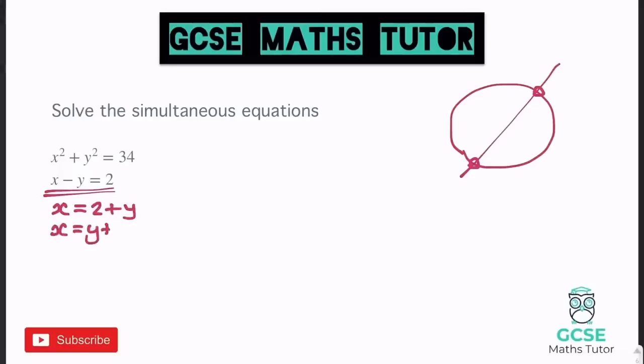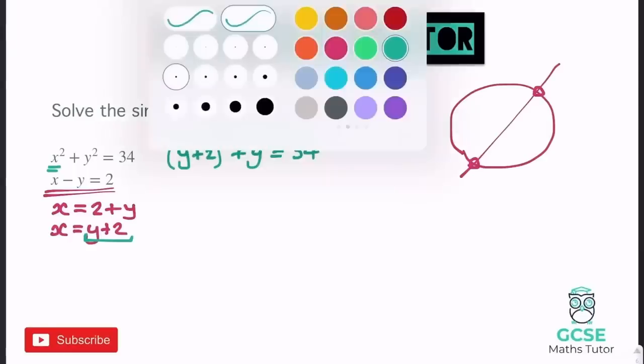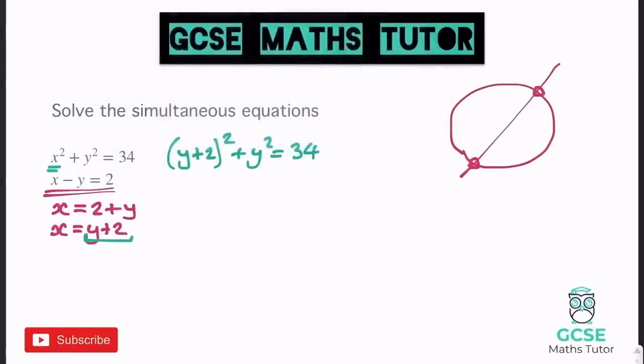Now what we can do is sub this little expression here, y plus 2, in place of the x in the first equation, this x squared. So rather than writing x, I'm going to write y plus 2. So (y plus 2) squared plus y squared equals 34. Right, so we've now got an equation that has no x's in, and we know that when we've got an equation that only has one unknown in it, we can definitely solve it.